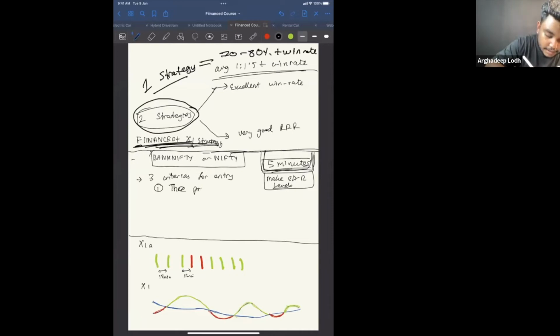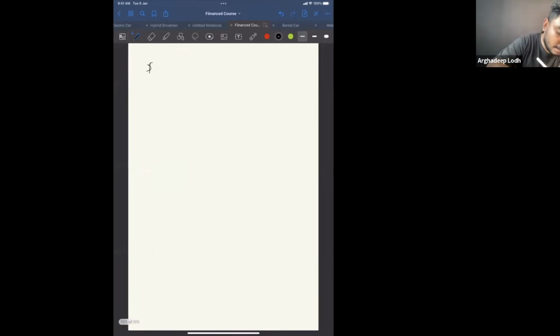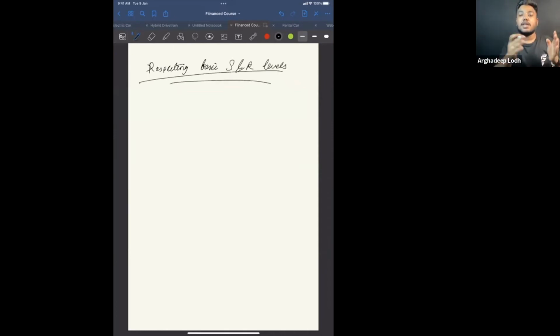The price has to respect basic support and resistance levels. Basic support and resistance level को respect करना मतलब respecting basic support and resistance level. What do we mean by that? इसका मतलब ये है कि सपोज रेजिस्टेंस लेवल से यहाँ पे सपोर्ट या रेजिस्टेंस लेवल से यहाँ पे रेजिस्टेंस लेके नीचे आ रहा है.